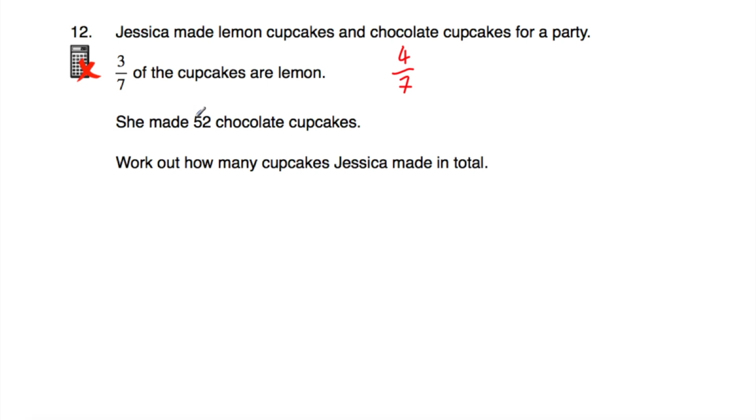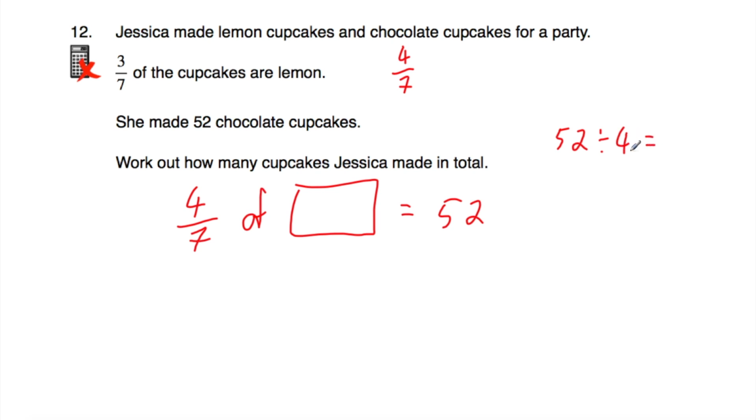And we're told that she made 52 chocolate cupcakes. So that means that if 4/7 of the cupcakes are chocolate, that means that 4/7 of the grand total is equal to 52, because we know that 4/7 of all the cupcakes are chocolate and she made 52 chocolate cupcakes. So if we knew how many cupcakes she made, we would work out 4/7 of it and we'd get 52. So we need to work backwards. So we're going to divide by the top and times by the bottom. So we're going to take our 52 and we're going to divide that by 4. And to divide by 4, we could do the bus shelter method. So we could do 52 divided by 4. How many 4s go into 5? 1, remainder 1. How many 4s go into 12? That's 3. So that's 13.